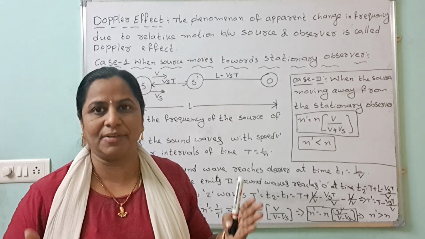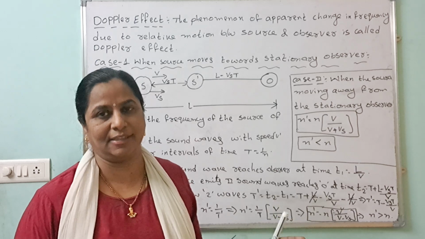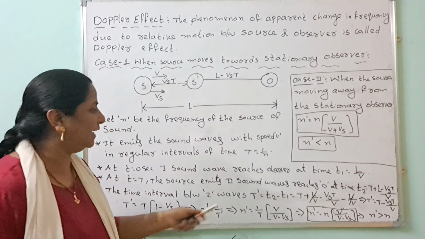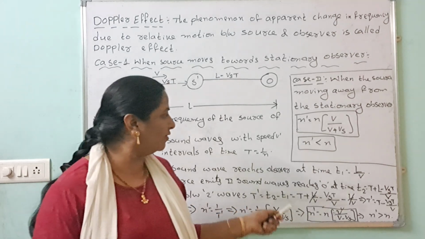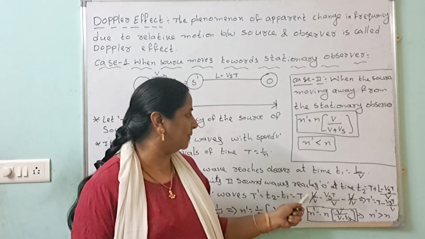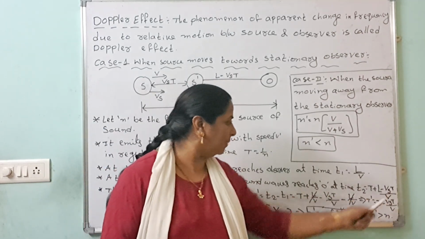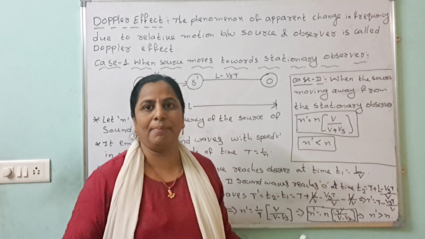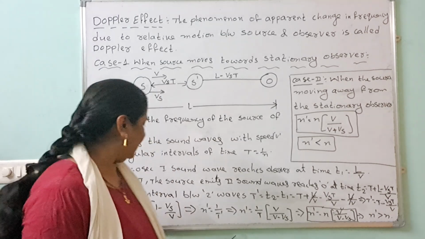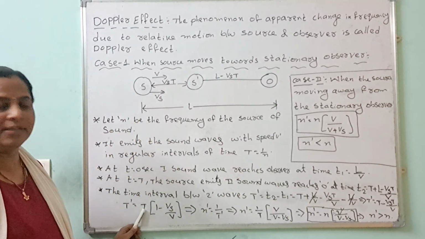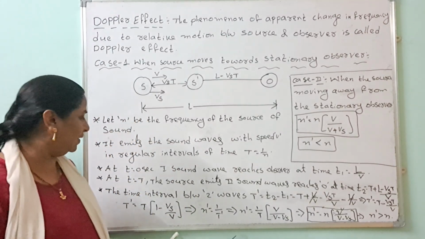The time interval between two successive sound waves is nothing but the time period. So T dash equals T2 minus T1. Here, instead of T2 we take T plus L by V minus Vs t by V, minus T1, which is L by V. L by V cancels. Taking T common, T into 1 minus Vs by V.